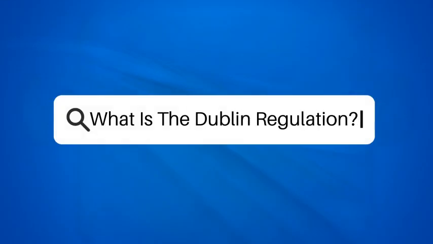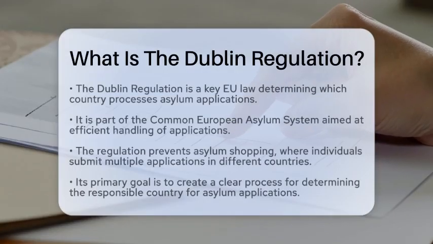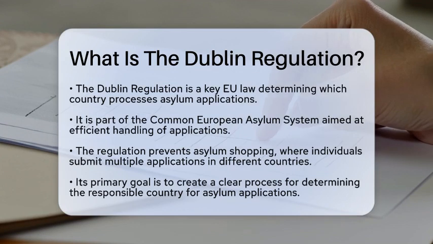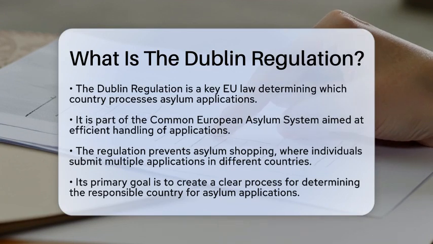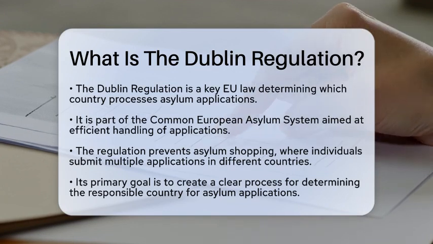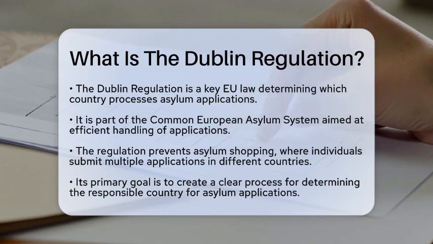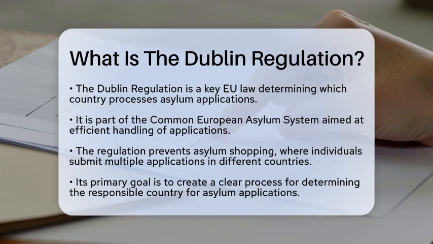What is the Dublin Regulation? Have you ever wondered how countries decide who gets to process an asylum application? The Dublin Regulation is a key piece of European Union law that answers this question. It determines which member state is responsible for examining an asylum application.